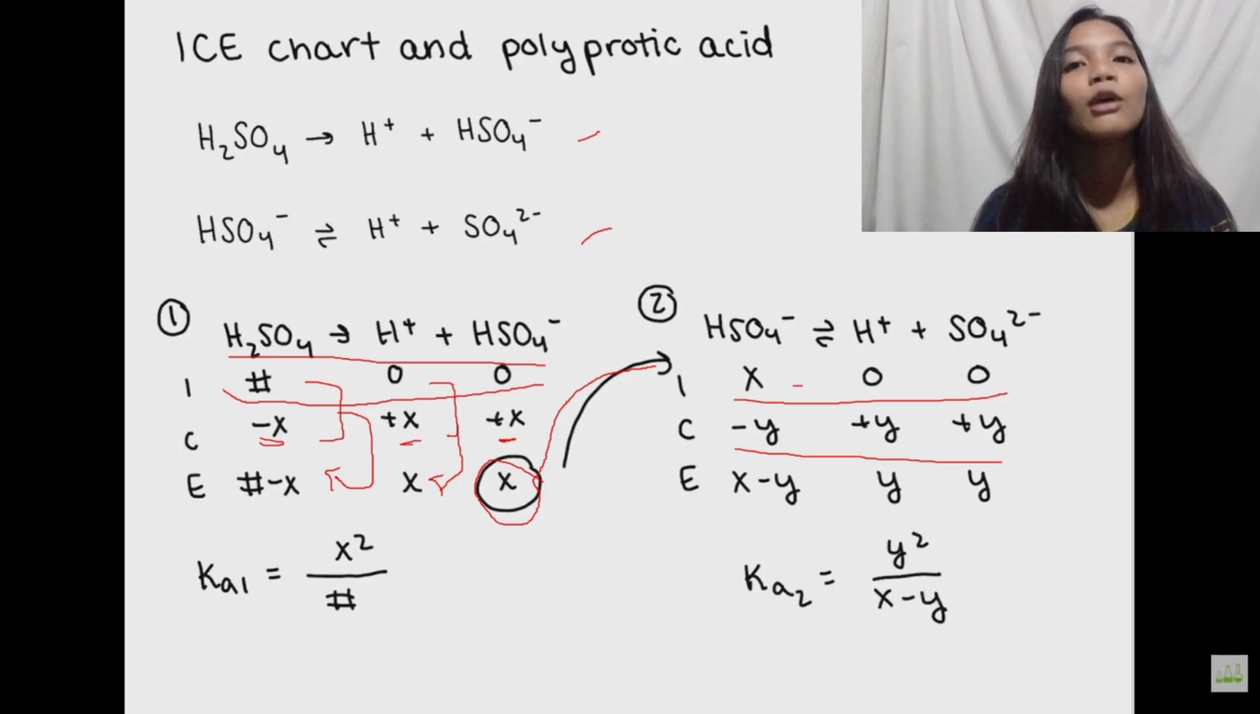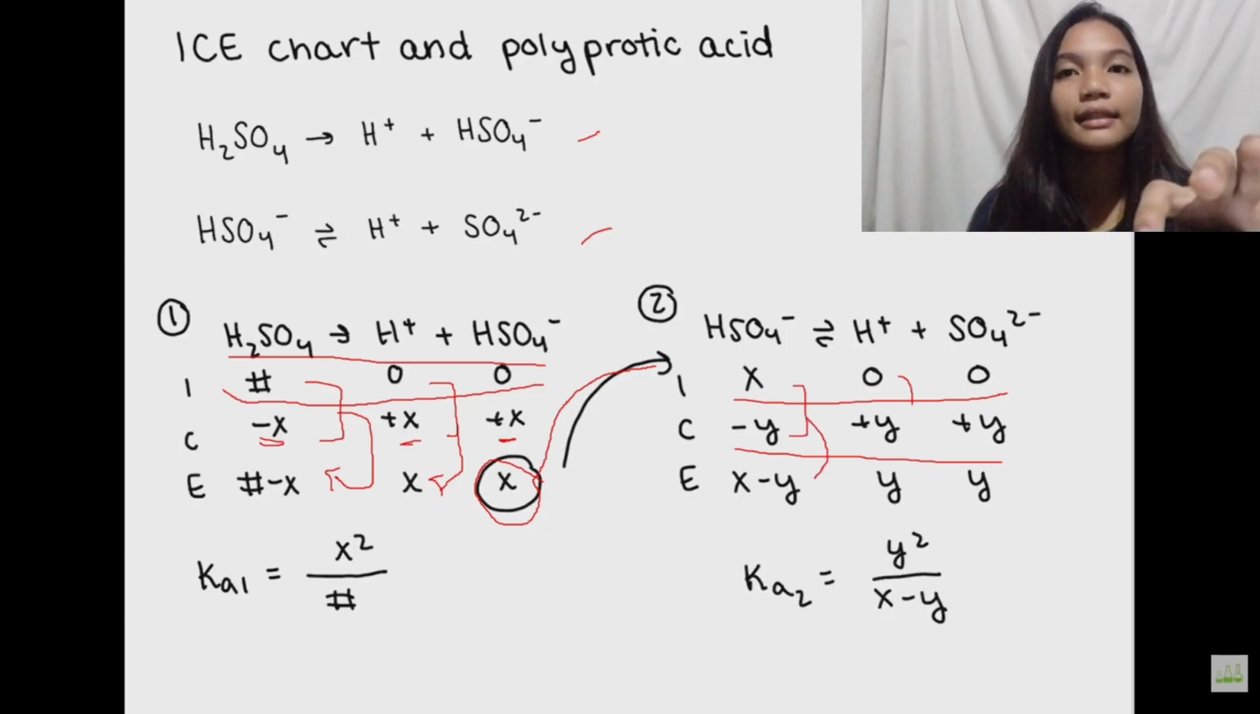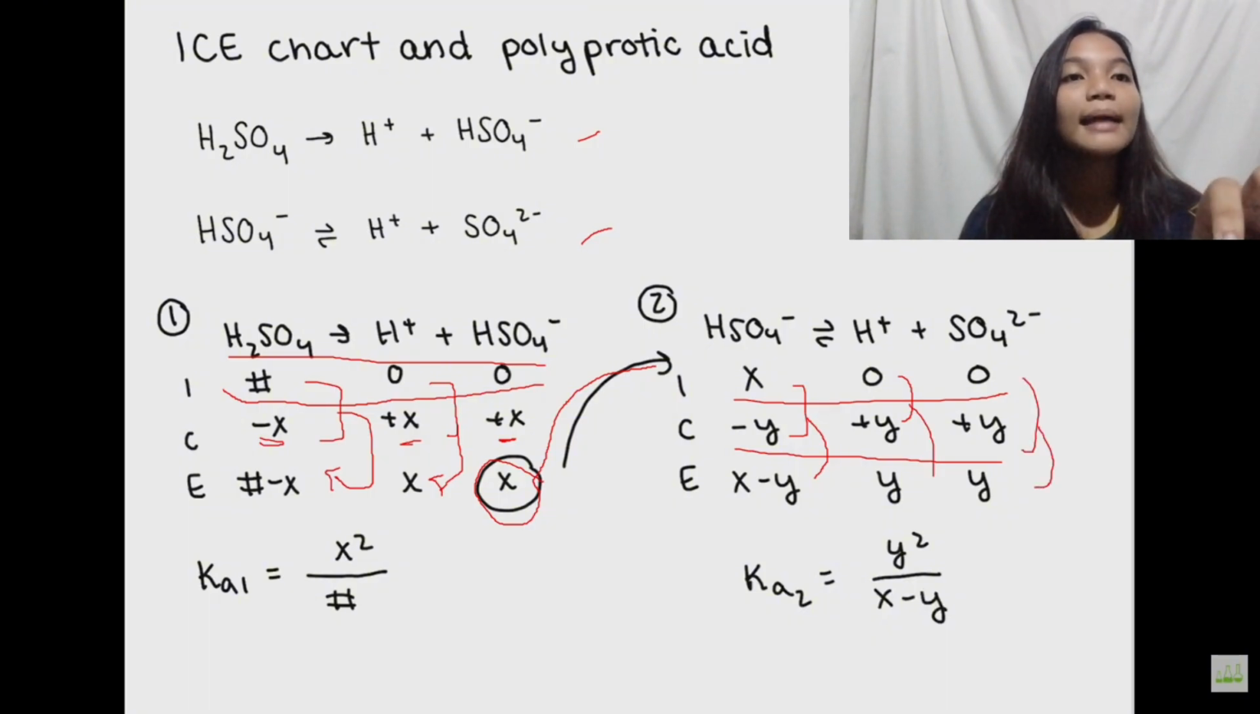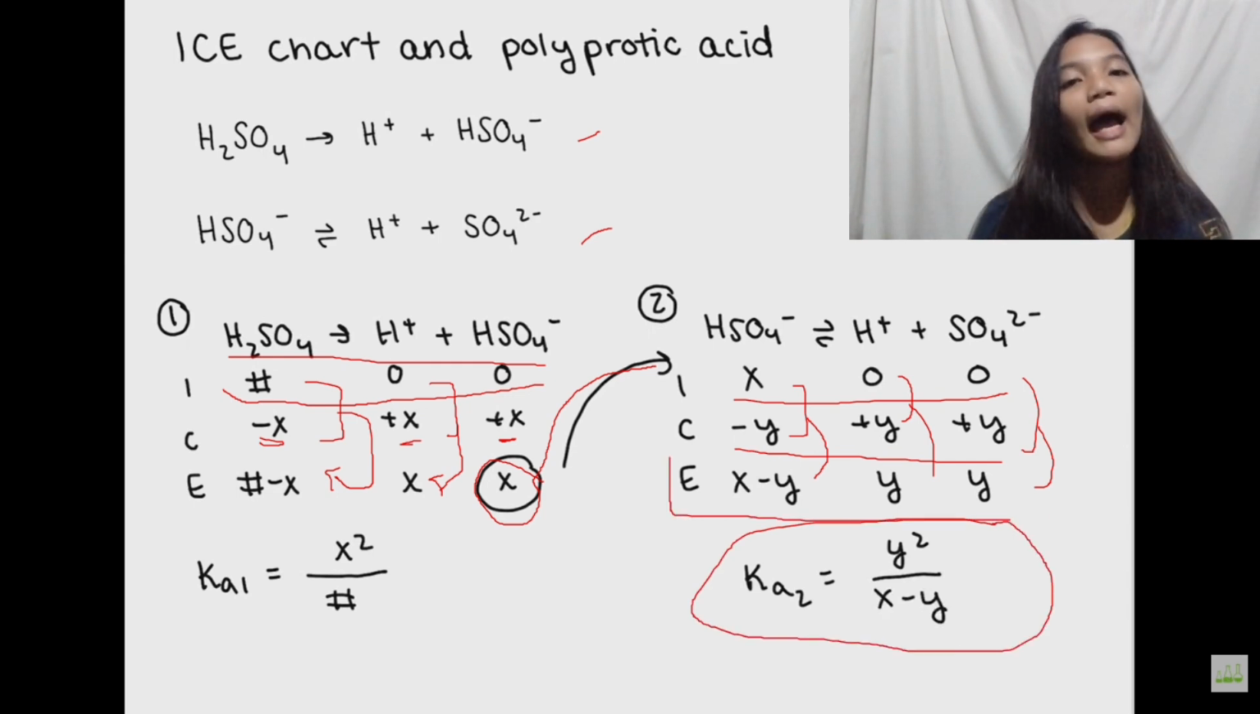And for the Ka1, for the end table, we look at the Y from the products. Y times Y will be Y squared over X minus Y. And that is how the ICE table works.